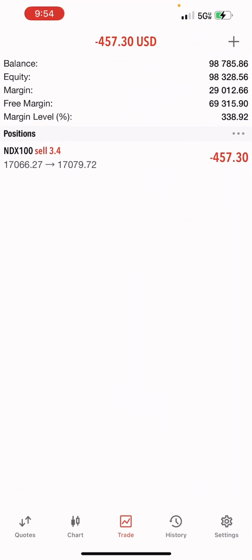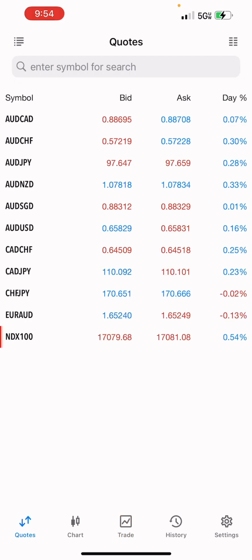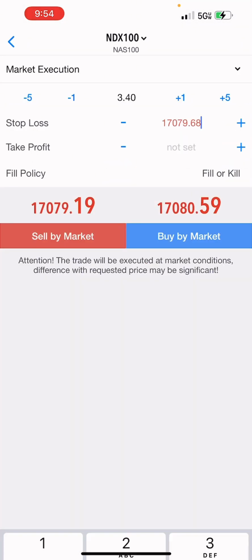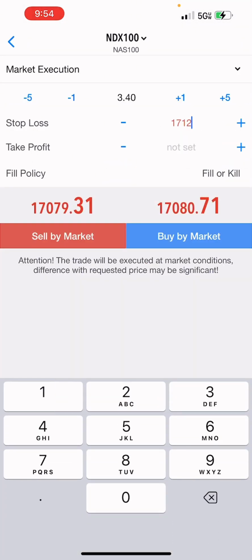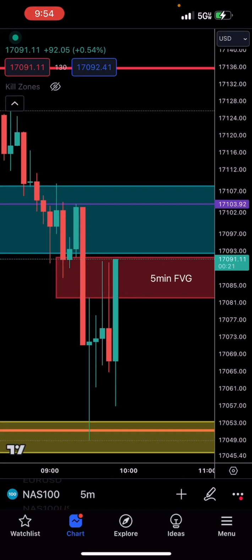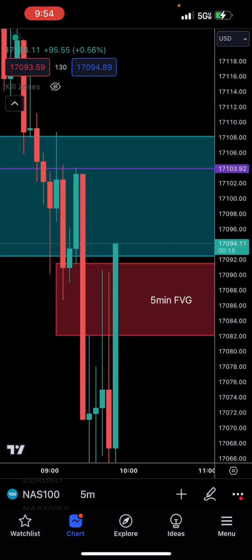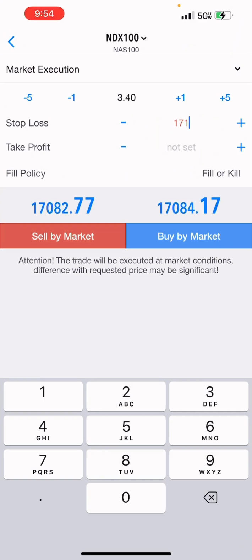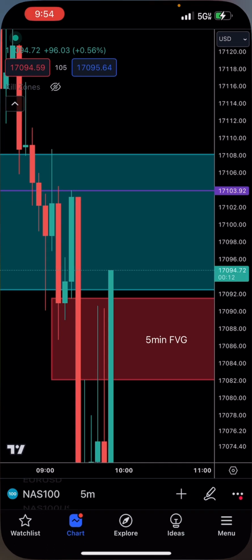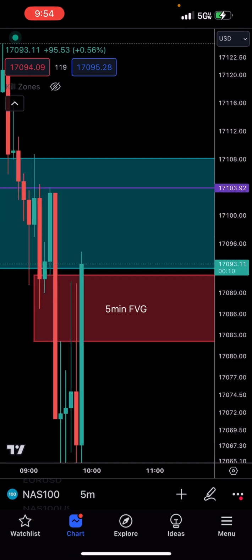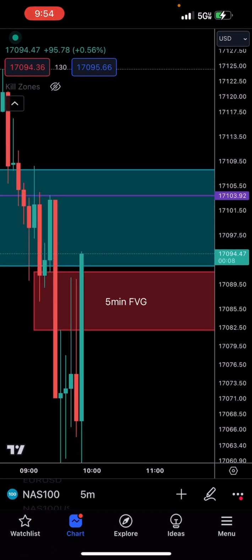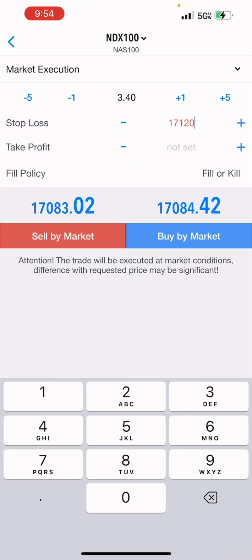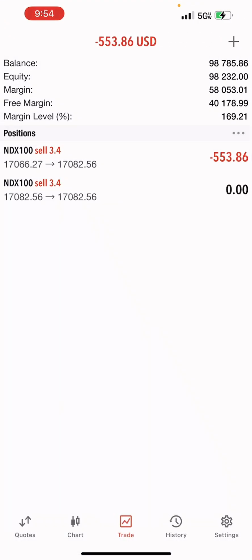Let me see. Let me see if I can. Okay, we're in this blue box. This is where I wanted to be taking my entry from. Okay, I'm going to take an entry right there.